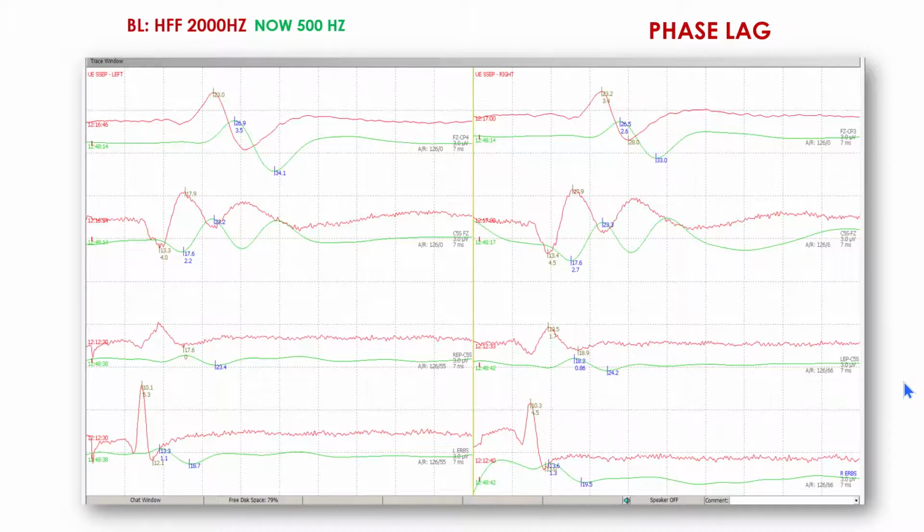Excessive use of a high frequency filter causes a phase lag. These latencies lag behind. Excessive use of the low frequency filter is a phase lead. And again, excessive use of the high frequency filter is called a phase lag.